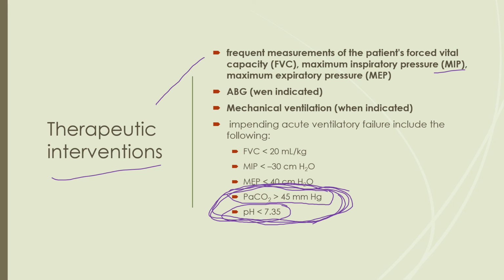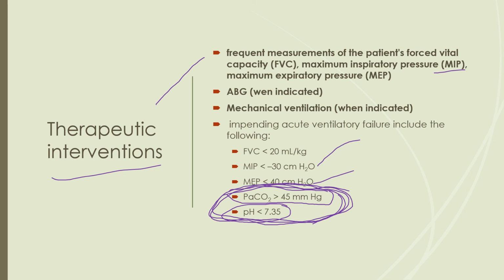So here, let's do an example. If you get a maximum expiratory pressure of 20, that's less than 40. We want a stronger pressure. So that means their diaphragm is weak. Let's say you get a maximum inspiratory pressure, or a NIF, of negative 10 centimeters of water instead of negative 30. That means they can only generate negative 10 on a pull in. That means that their diaphragm is weak.